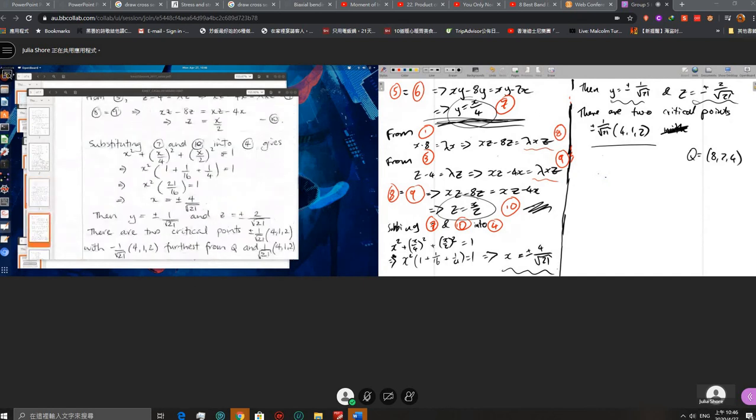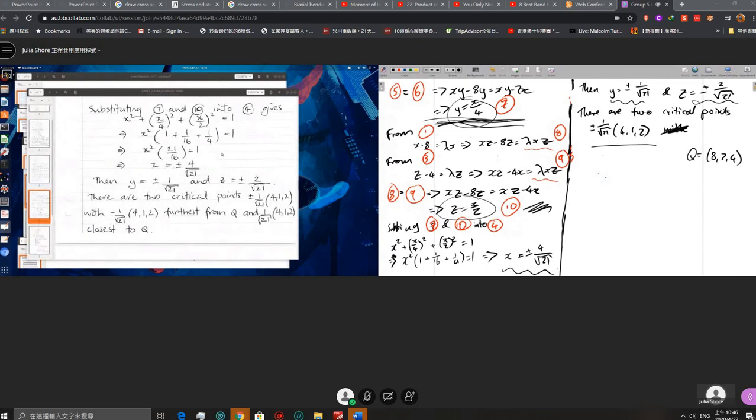With our two critical points, one of them is going to be the closest and one is going to be the farthest. Is it going to be the positive one or the negative one? The positive one will be closer. The one where everything is negative, where x, y, and z are all negative in the second solution, is going to be the farthest because it needs to go on the other side of the sphere.